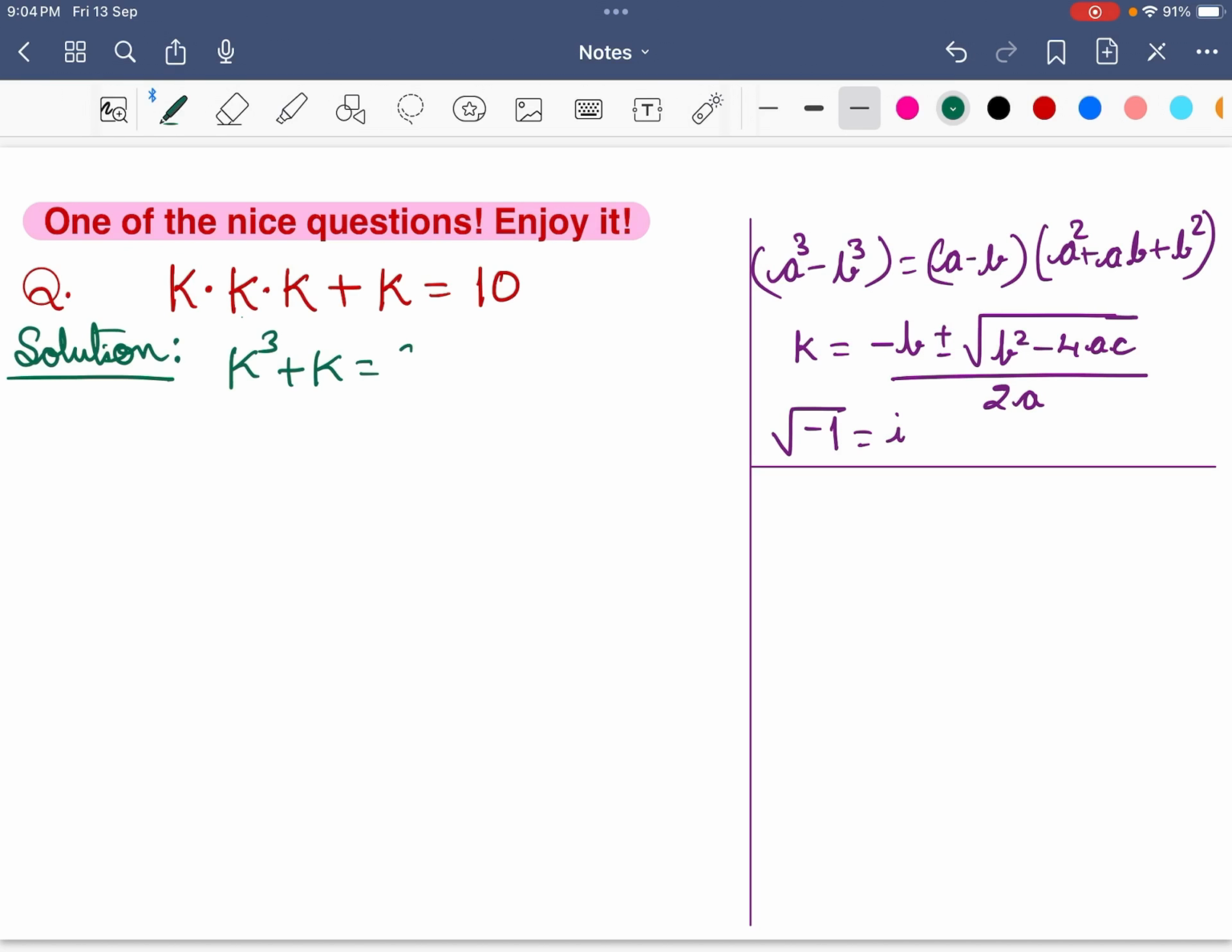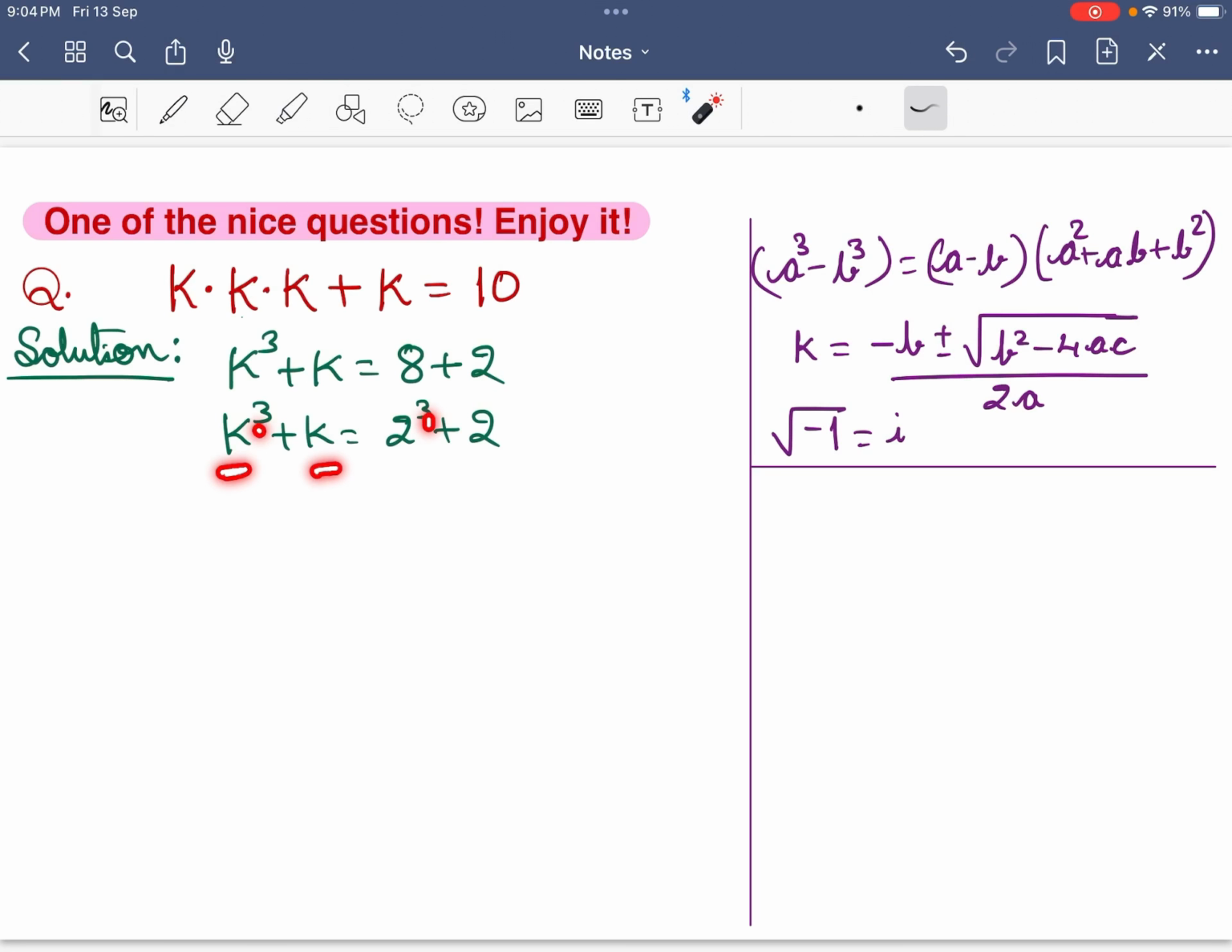So 10 can be written as 8 plus 2, and 8 is nothing but 2 cube. So k cube plus k is equal to 2 cube plus 2. When the powers are the same, here k, here also k, here 2, here also 2, then this base is equal to this base. So k is equal to 2. The answer we got.